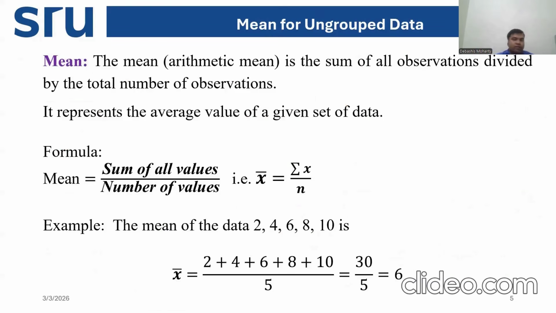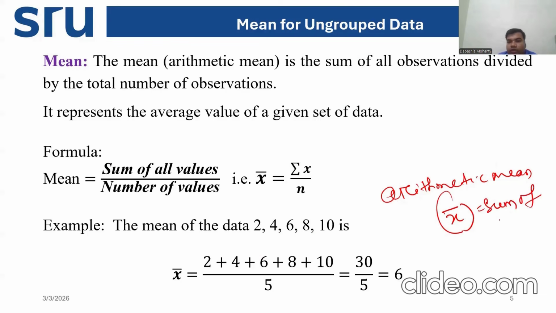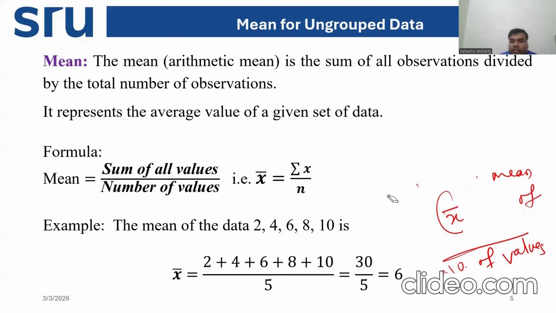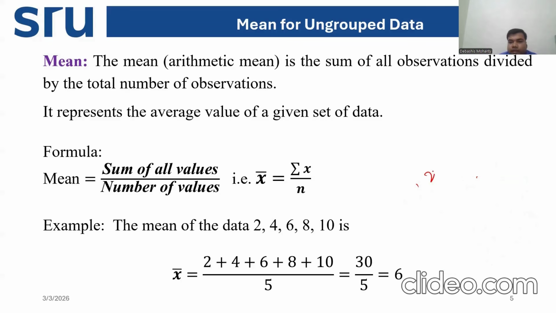First of all, what we observe is the mean. That is very important. That is the arithmetic mean, represented as x bar. That equals the sum of all values divided by the number of values. The sum of all values, that is sum of x, divided by n. So here x bar equals sum of x divided by n.